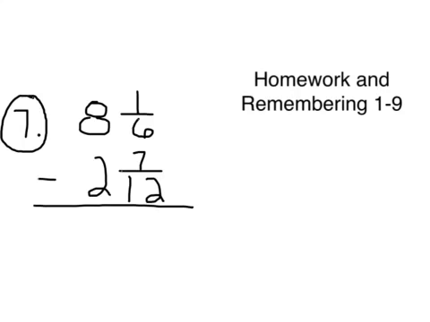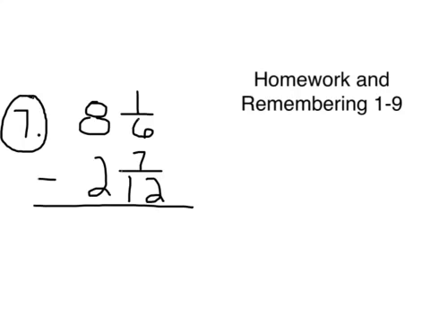As we look at number 7, we have 8 and 1/6 minus 2 and 7/12. We know to add or subtract fractions, you have to have the common denominators the same. 6 and 12 are not the same, so we need to find the least common multiple or the common denominator. So one way to do that is to multiply this 12 by the 6 and the 6 by the 12 and come up with new fractions.